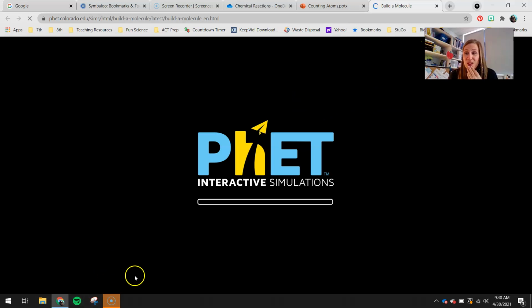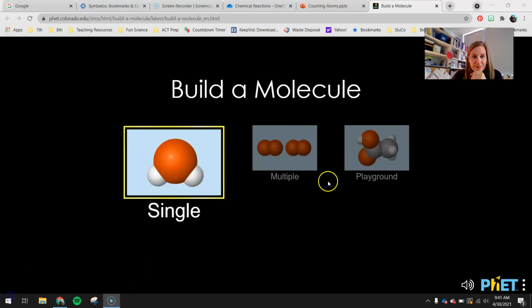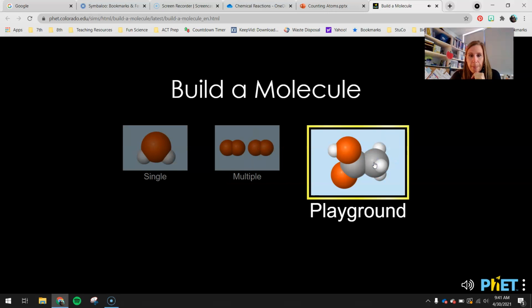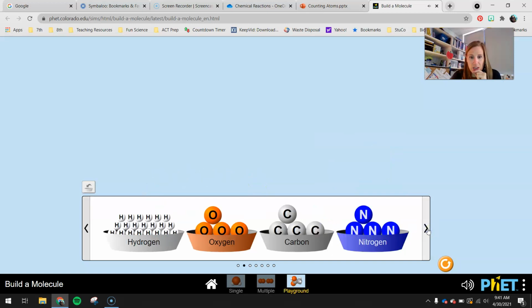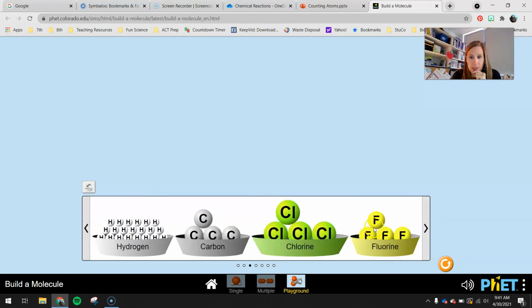Computer seems to be very slow right now. All right, that took me a second to get it loaded, but you guys can go right into this playground right here. And then across the bottom of this playground, you guys will find a selection of different elements that you can use to help you build.